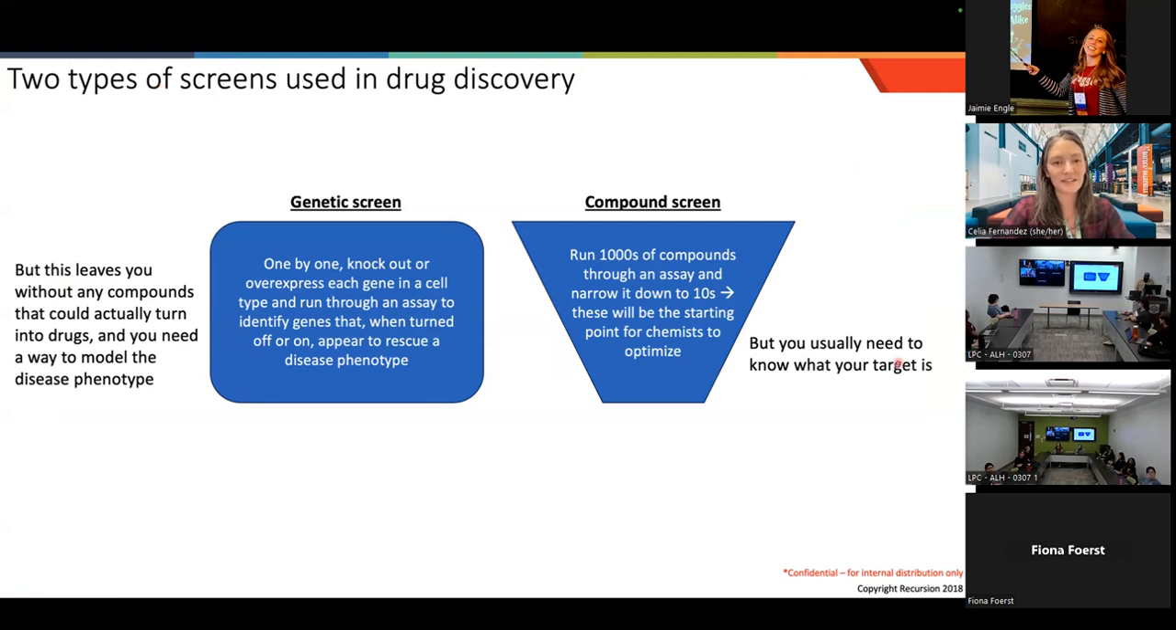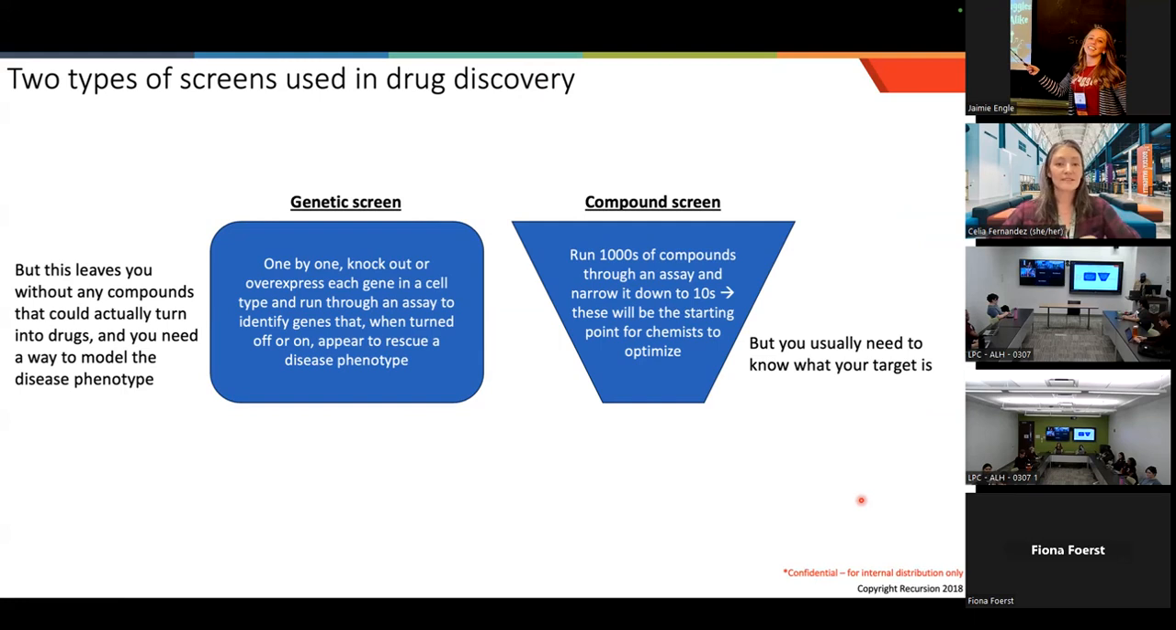I'm fine with that. So before we hop into Alzheimer's disease, I just wanted to explain what these types of screens are that people do in this target identification phase of drug discovery. There are genetic screens, and then there are compound screens. So a genetic screen, usually, one by one, you knock out, or you can also overexpress, each gene in the genome in a particular cell type.